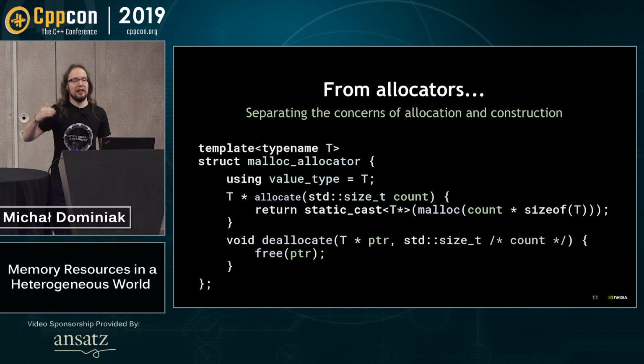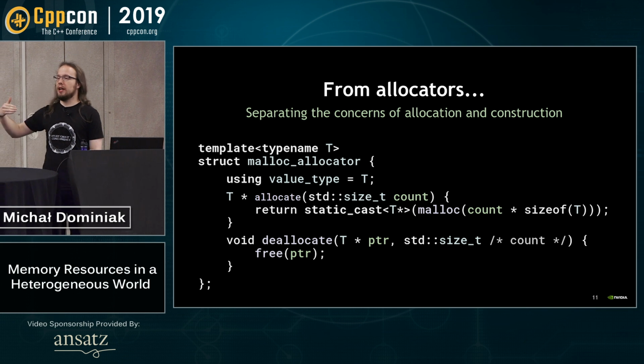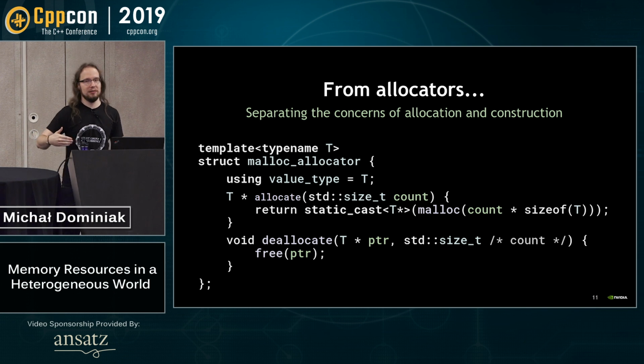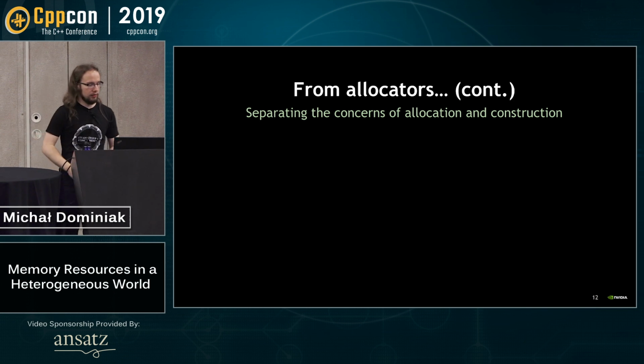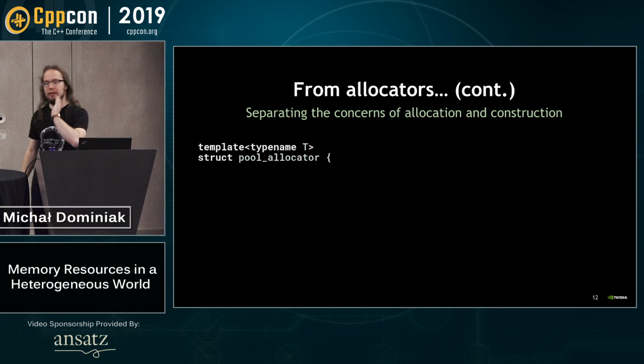And when we use this allocator for many different types, we are going to instantiate all of those calls for every single type for which we instantiate the allocator. That's a lot of code. So let's try to do something different.